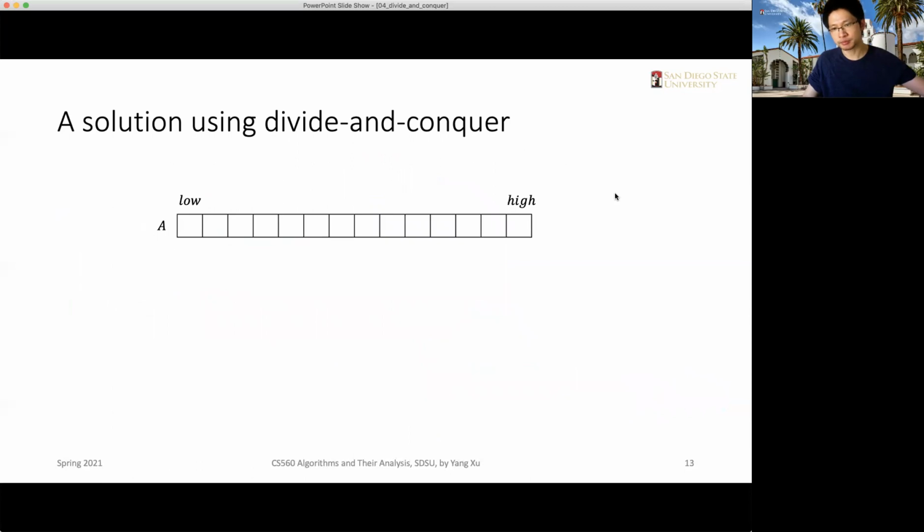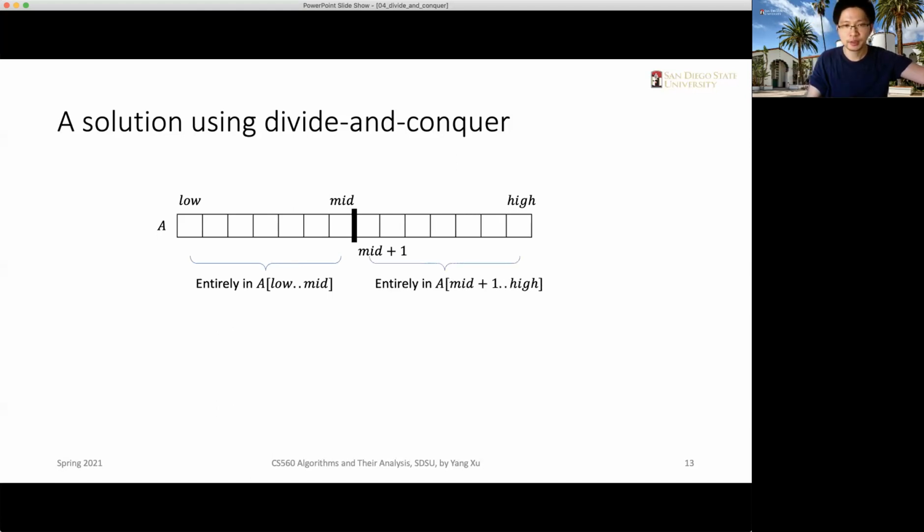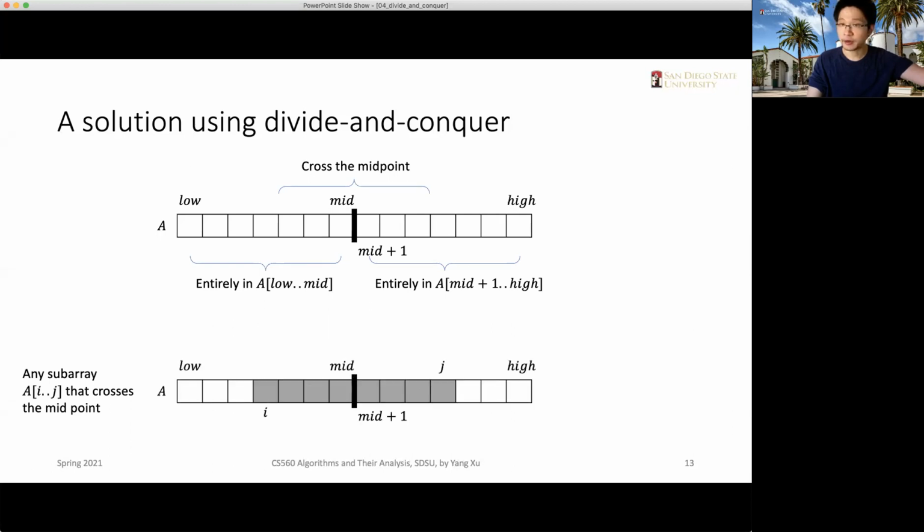So if we describe the process we have shown in the previous slide, it's actually here. We find the midpoint, right? In the first case, the subarray is entirely to the left. In the second case, it's entirely to the right. The third case is that the subarray crosses the midpoint. So for any subarray that crosses the midpoint, it must be like this, right?